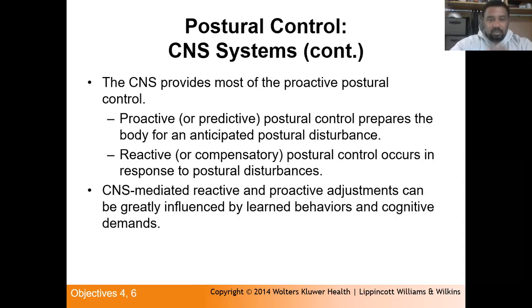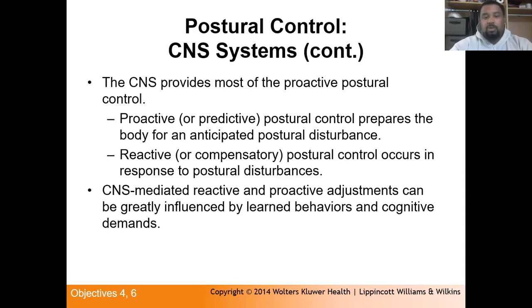So this is a continuing part of the central nervous system. Proactive postural control is your body preparing for anticipated disturbances. Using the same example, if I see there's ice, I'm telling my body beforehand that I'm going to have to stiffen up, and I already start stiffening up before I get on the ice, so that I don't fall on the ice.